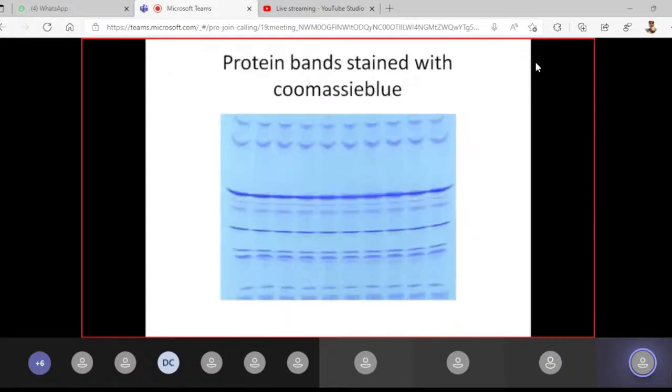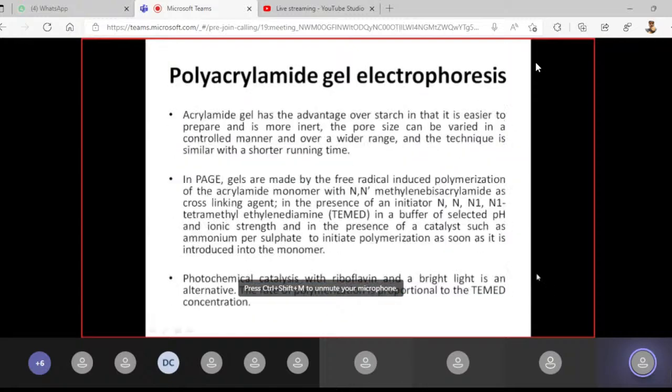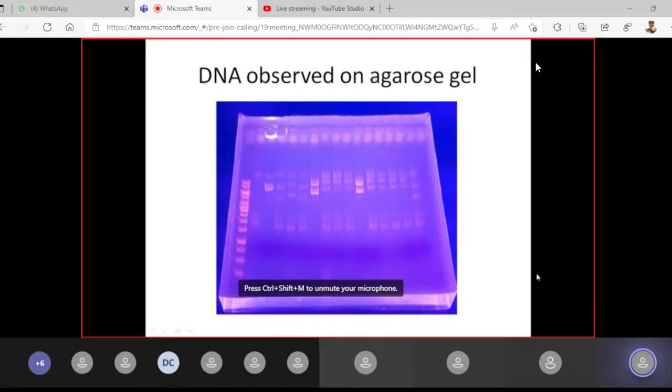I'll show you one here. This is for PAGE, but even for agarose, it will appear like this. When you put the gel in Coomassie blue, wherever proteins are present, you will see blue color bands like this when you have proteins. For DNA, you will use ethidium bromide, which will give an orange color fluorescence.